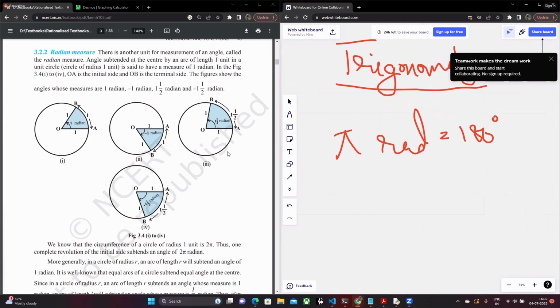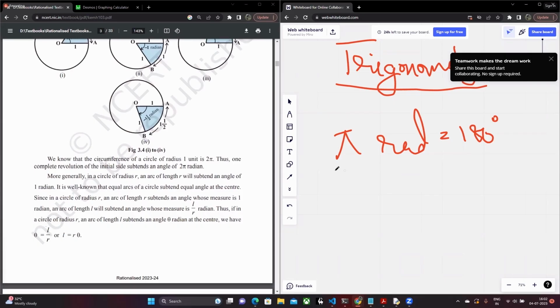Because basically what a radian is, this one radian is a unit arc length of a circle of unit radius. So you have the fact that pi radians is 180 degrees because 2 pi radians is going to be the complete circumference, that is going to be 360 degrees. So this is going to be the conversion.